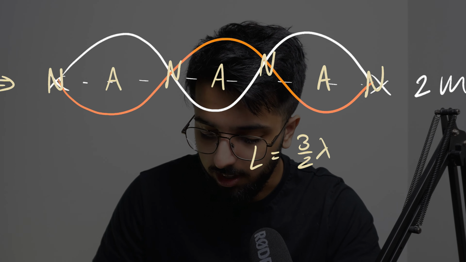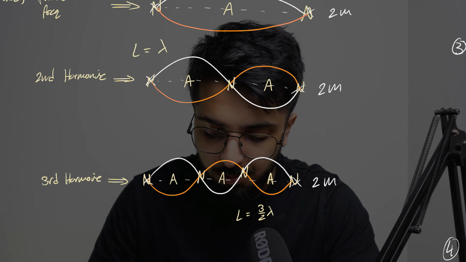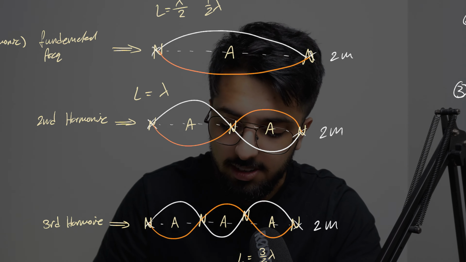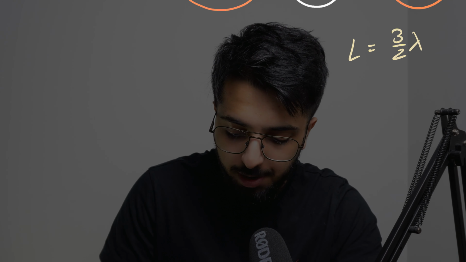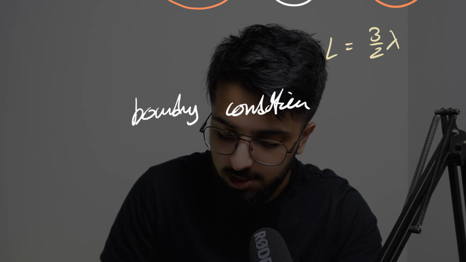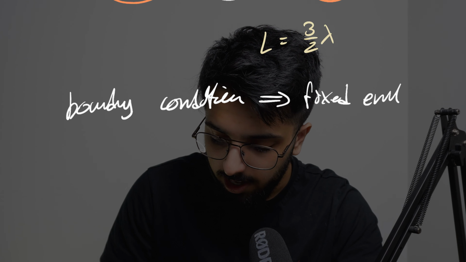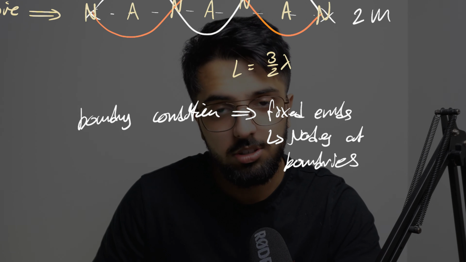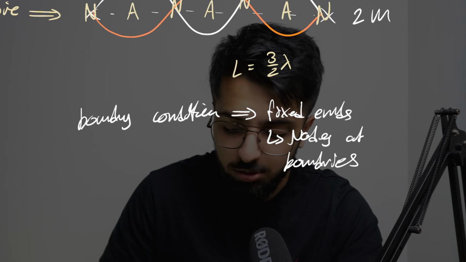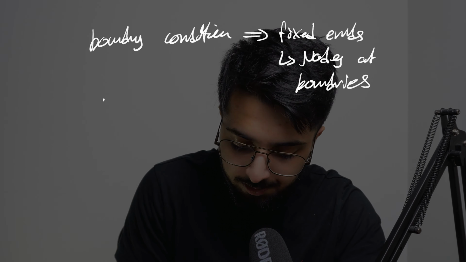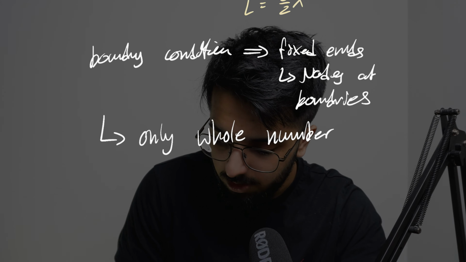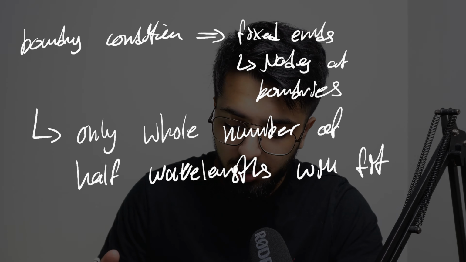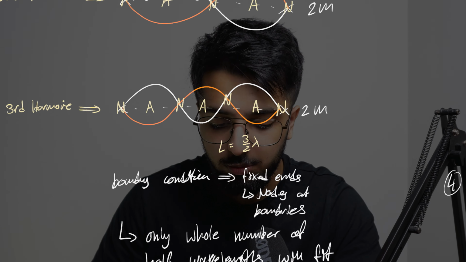So what we can say from this is that if we have a case where we have nodes on both ends, right? So the boundary condition, as we said before, is when we have fixed ends and therefore nodes at boundaries. So our boundary condition is that we have fixed ends and therefore we have nodes on both ends. And in this case, only a whole number of half wavelengths will fit and form a standing wave.